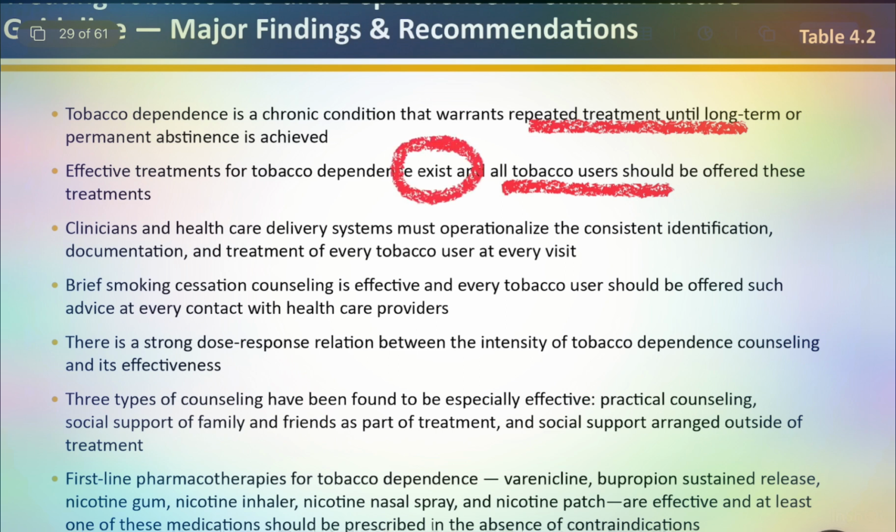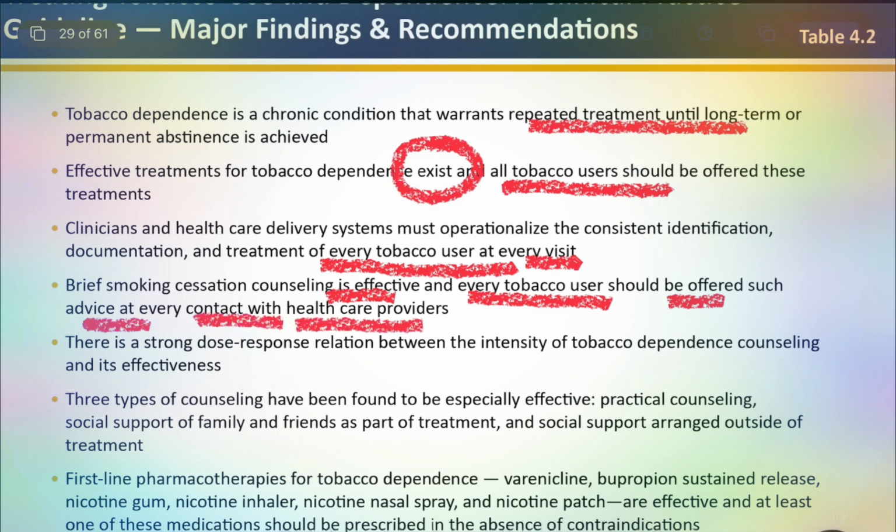dependence treatments are available. So they are telling clinicians and healthcare delivery systems must operationalize the consistent identification, documentation, and treatment of every tobacco user at every visit. Brief smoking cessation counseling is effective, and every tobacco user should be offered such advice at every contact with a healthcare provider. There is a strong dose response relation between the intensity of tobacco dependence counseling and its effectiveness. Three types of counseling have been found to be especially effective.